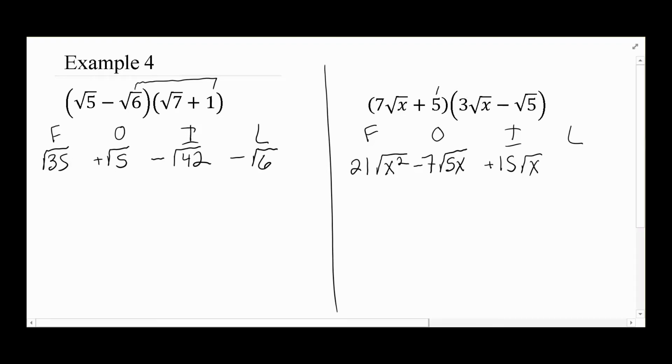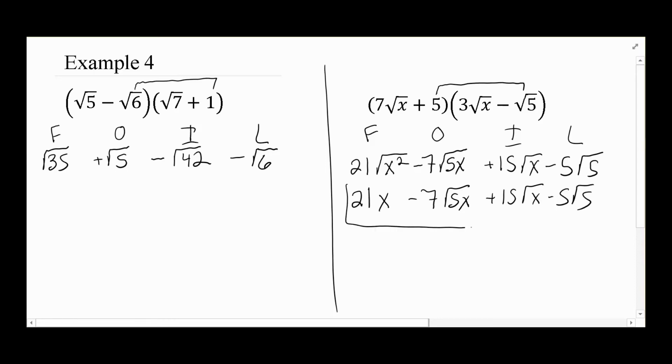Now let's try the L part of FOIL. Outside the radical, I have a 5 and a -1. That gets me -5. Inside the radical, I have a root 5. Now there is one little bit of simplification we can do here because the square root of x squared is x. Other than that, none of the rest of this simplifies, and we're just going to have all the rest of these terms. And that would be our final answer.